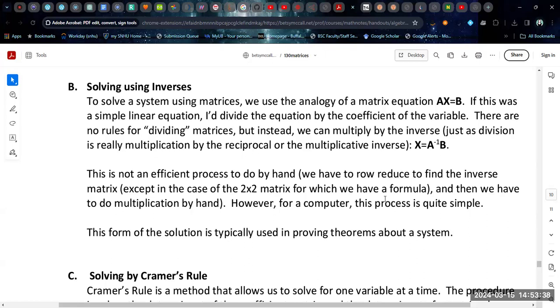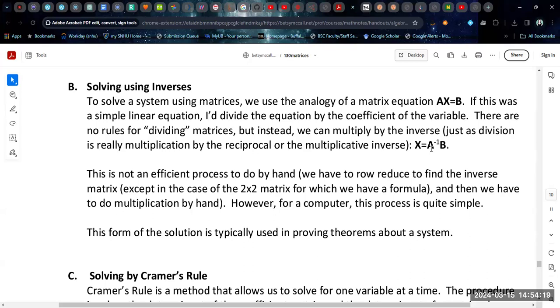Now, this is not terribly efficient, because if you have to row reduce A to get A inverse, you might as well just do the row operations on the augmented matrix. But if you have the formula for 2x2 matrices, this is a reasonable approach, because you don't have to do the row operations. You just have to know that formula. But for a computer, this process is relatively simple, and you can do this because all of the steps in the process are buried inside your calculator. And so this will work as long as A has an inverse.